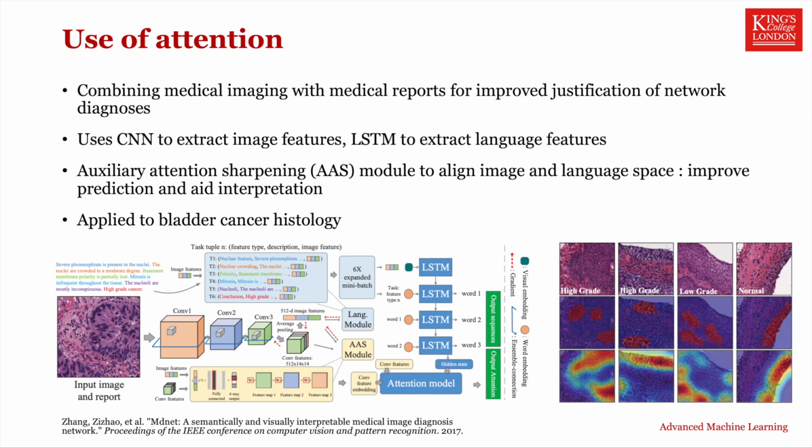And in this 2017 CVPR paper, attention was used to fuse CNN-based features learned from histology data with LSTM models of clinical reports to improve joint predictions whilst presenting saliency maps and language descriptions to justify the choices the network made.